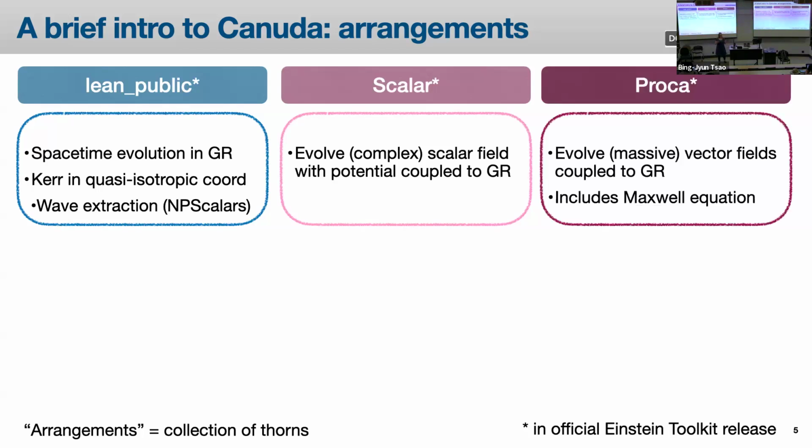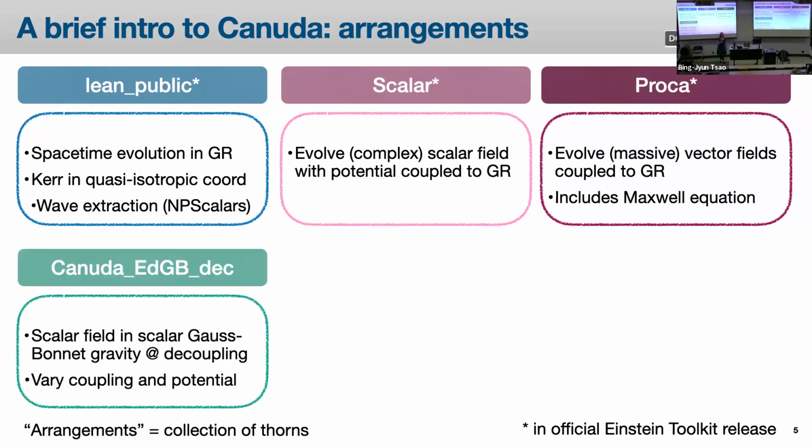We have an arrangement called Proca. Proca field is a massive vector field. And again, this is already public in the Einstein Toolkit, has both constraint satisfying initial data and evolution, and has as a limiting case Maxwell's equations as well. So again, something that is readable and you can use.